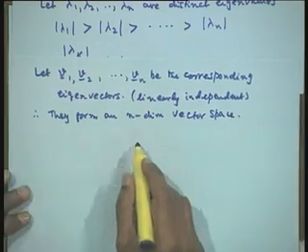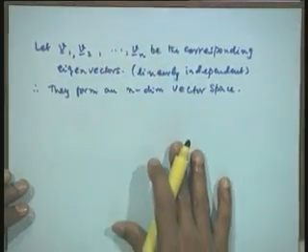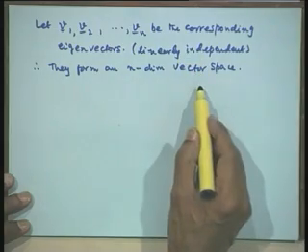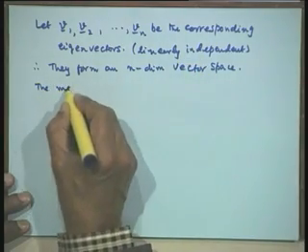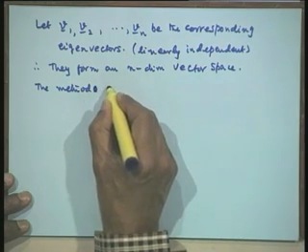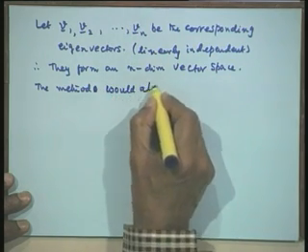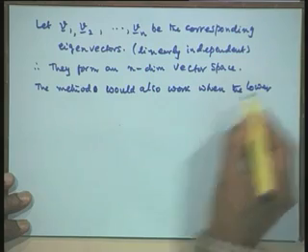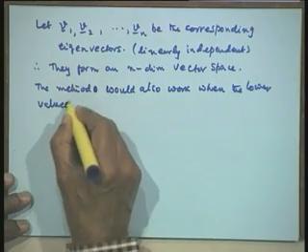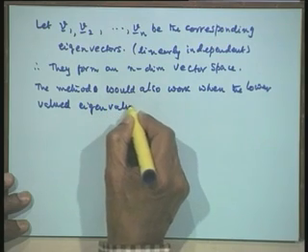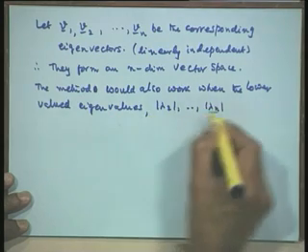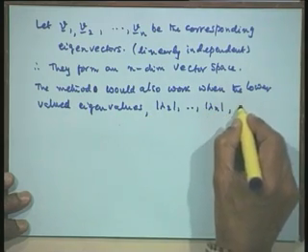Now, we would like to make the statement here that even if the lower eigenvalues, that is lambda 2, lambda 3, lambda n, any of them is repeated any number of times, we do not bother, as long as it produces n linearly independent vectors. That means, the method would also work when the lower valued eigenvalues, that is, we are talking of magnitude of lambda 2, so on magnitude of lambda n, are repeated.